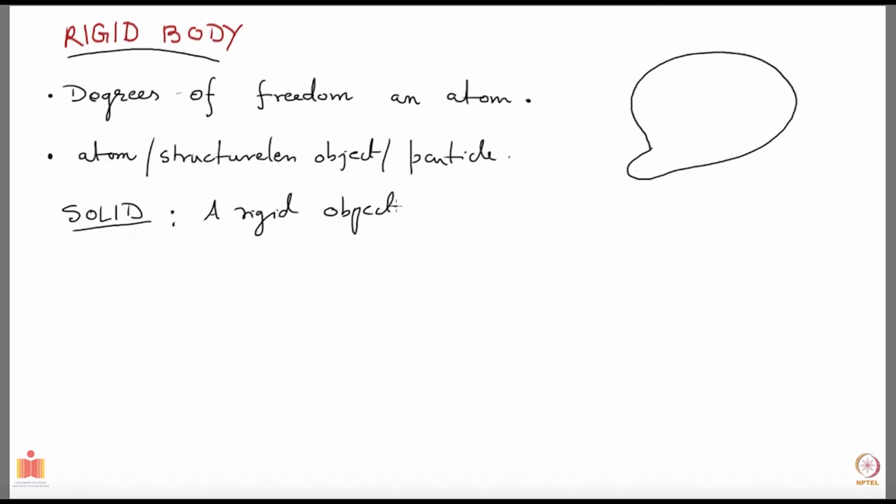By rigid I mean the distances between different particles of the object are not going to change with time, and that is what we mean by rigid. As I said, this may or may not be suitable for the problem you have at hand. So let's say we are interested in rigid objects. The first question we would like to ask is, how many degrees of freedom does a rigid body have?